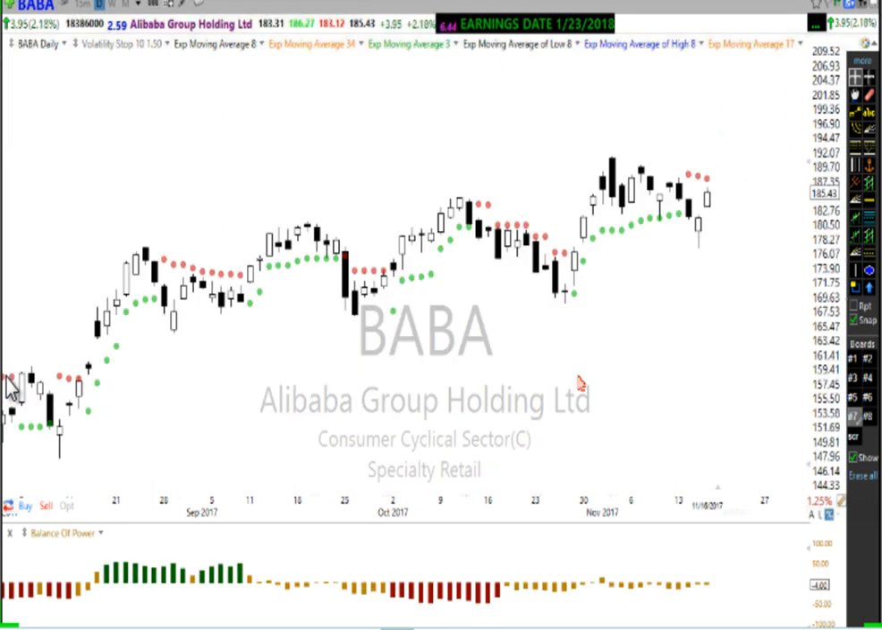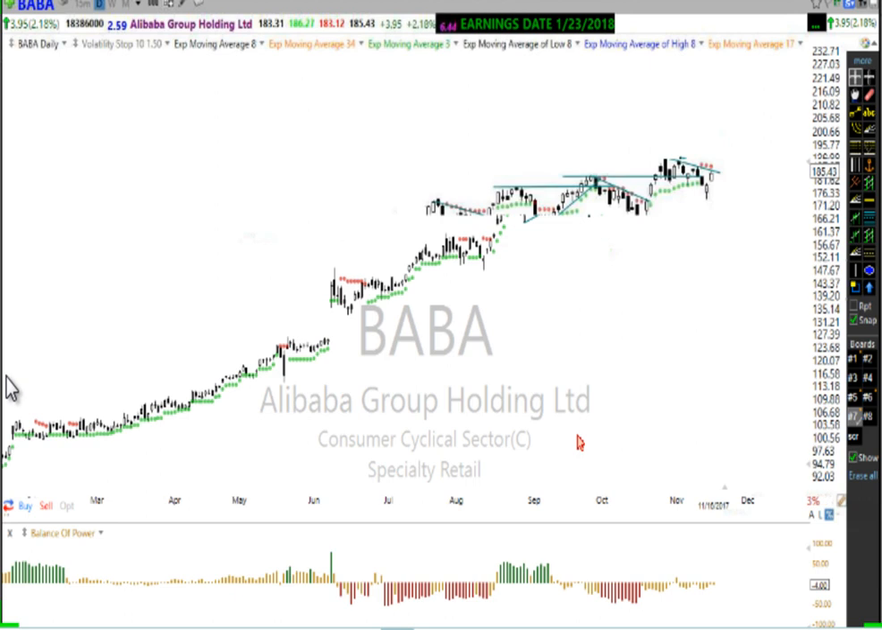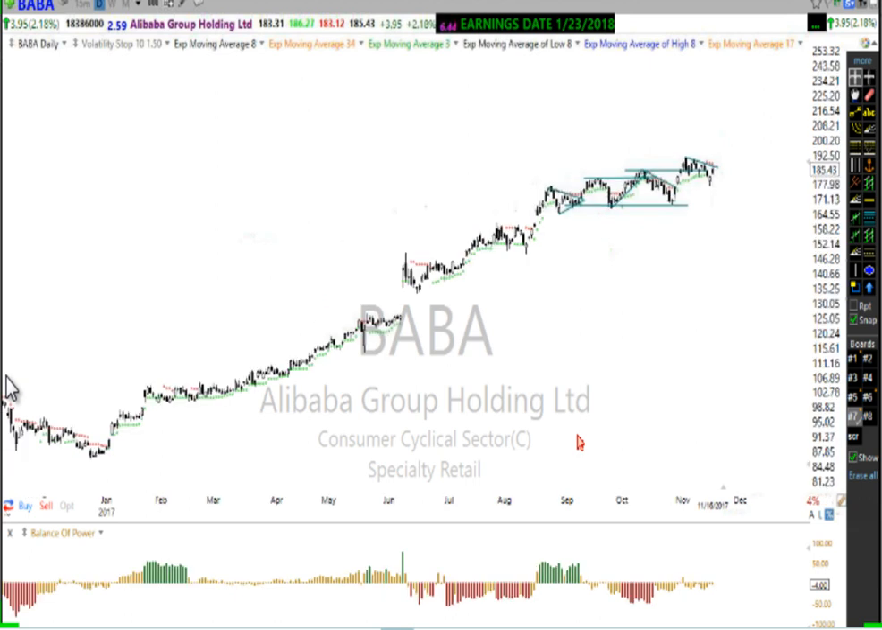Baba. We've got one member in our room. He goes by the name of Bob C. Using my method of trading Baba, he's traded Baba this year, this stock only. Now, he's traded other stocks, but in this stock alone, he's up over $120,000 this year.